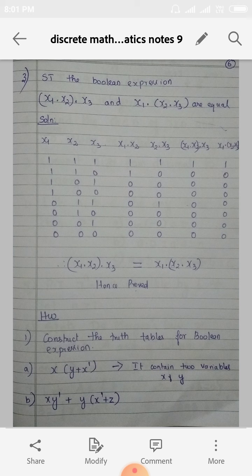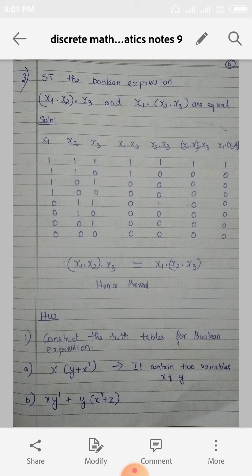Okay. See, some homework sums are given. Just construct the truth table for the Boolean expression, that is x into y plus x dash. It contains two variables, x and y. So for two variables x and y, what are the possibilities? 1 0, 0 1, 1 1, 0 0.